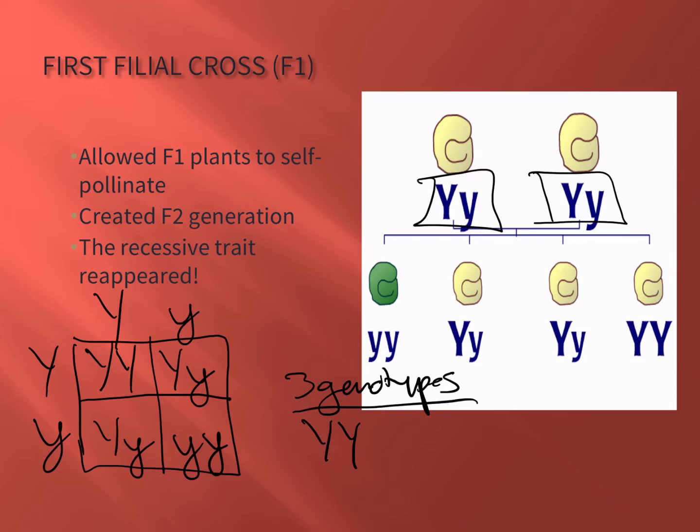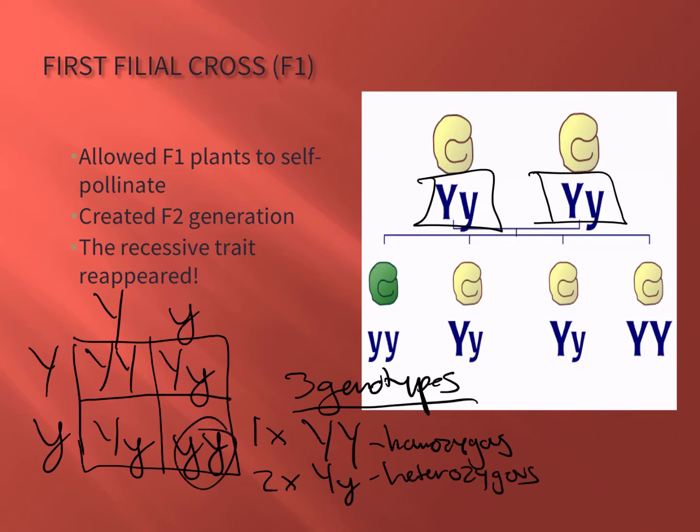You have YY, which is homozygous, and you have one of those. You get 2 Yy's, which are heterozygous, and then you get 1 homozygous recessive, and this is homozygous dominant. Okay. So essentially you get 3 different genotypes.